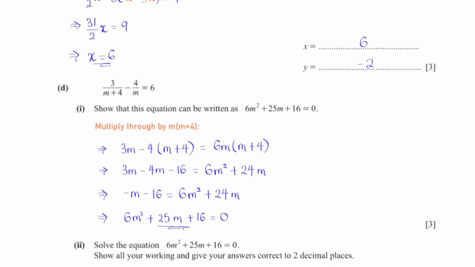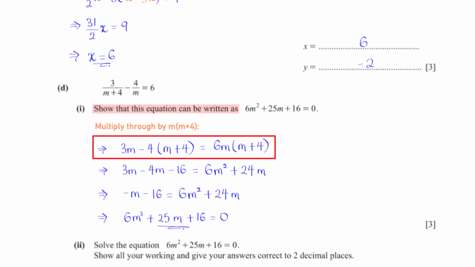3 over m plus 4 minus 4 over m equals 6. Show that this equation can be written as 6m squared plus 25m plus 16 equals 0. When we multiply through the equation by m times m plus 4, this is what we have.